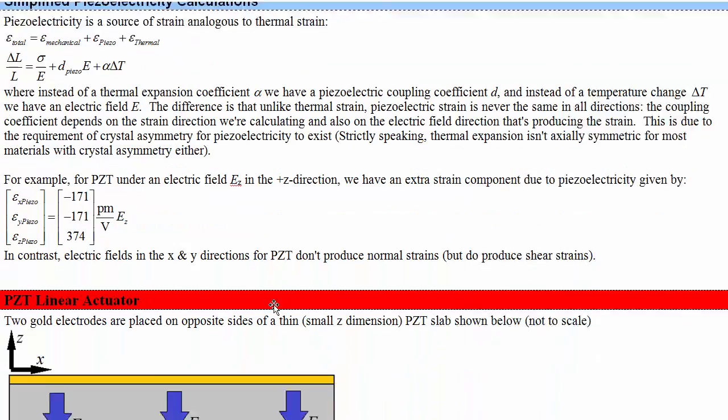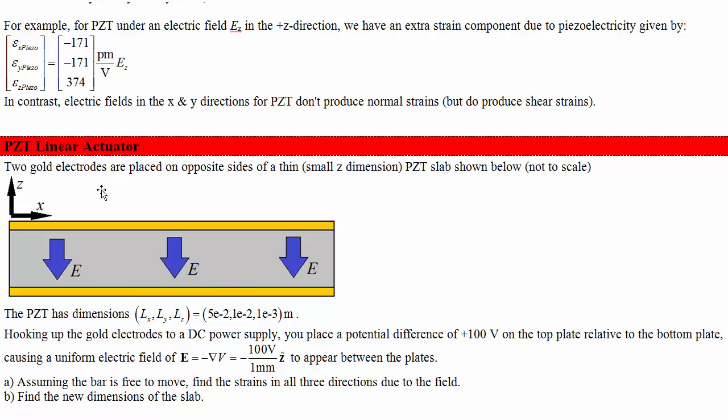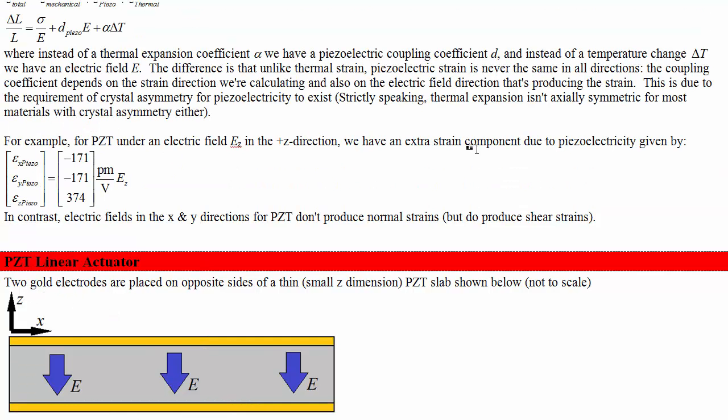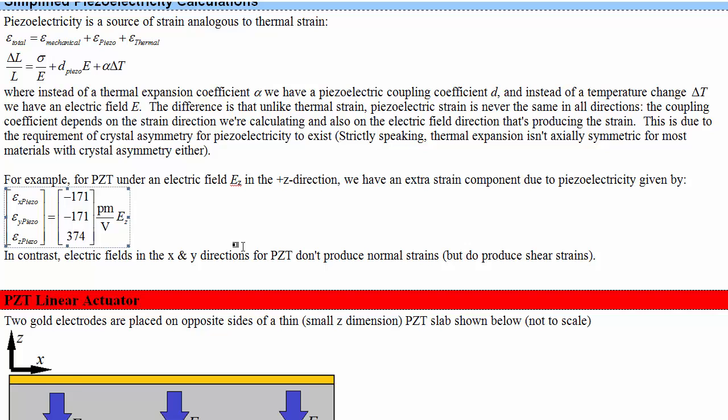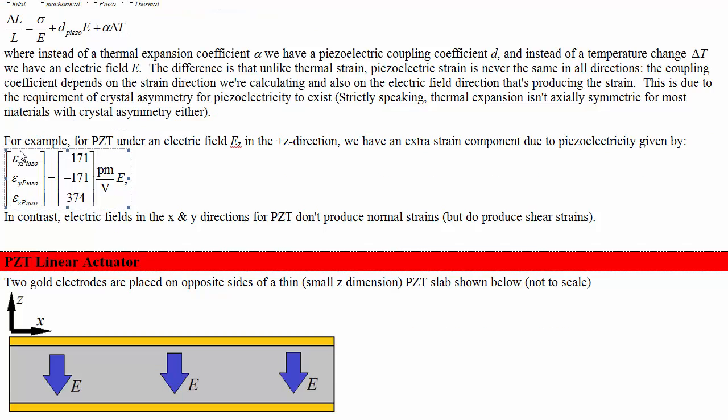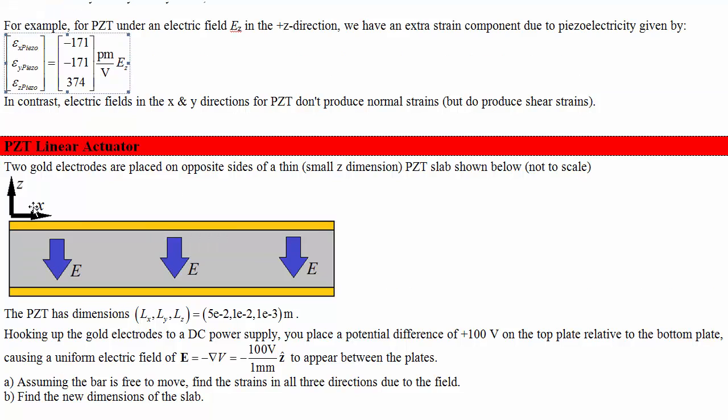Okay, so first example is a PZT linear actuator. PZT is a piezoelectric material that has this setup, so it couples Z electric fields into strains in all the different directions. It doesn't couple electric fields in X and Y into these strains, though. So we're only concerned with Z-directed electric fields for PZT. Two gold electrodes are placed on opposite sides of a thin PZT slab, shown below. So this is 1 millimeter thick, and let's say 5 centimeters long, and 1 centimeter wide, the width being into the page in the Y direction.